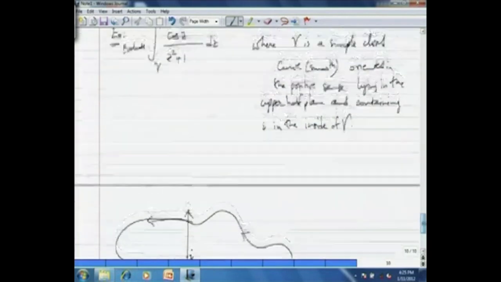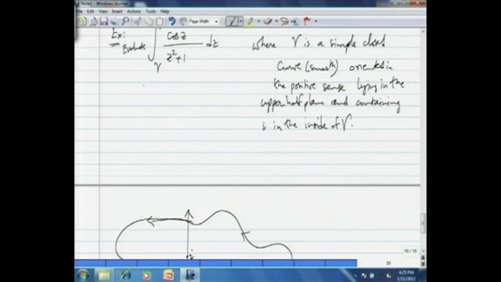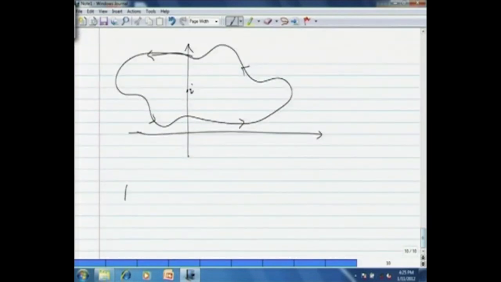So, i is in the inside of gamma. Now, we want to evaluate cos z by z squared plus 1 dz. So, by Cauchy's integral formula. Well, before I use Cauchy's integral formula, I apologize.